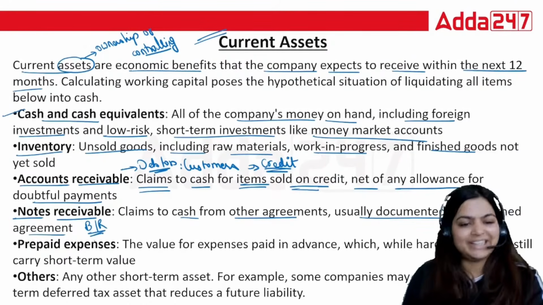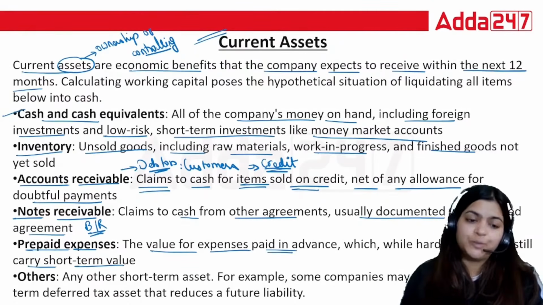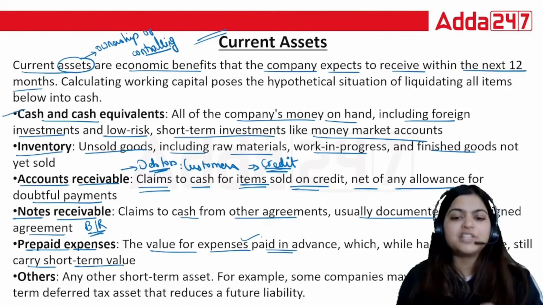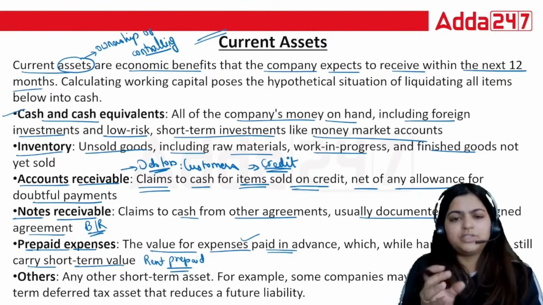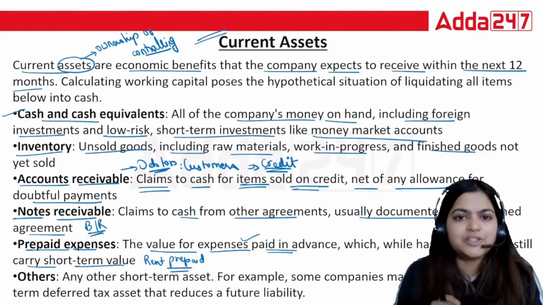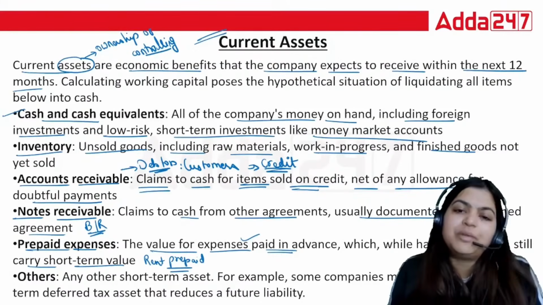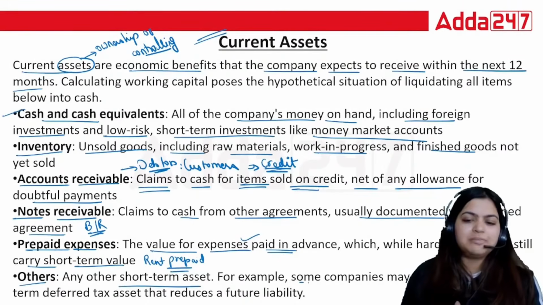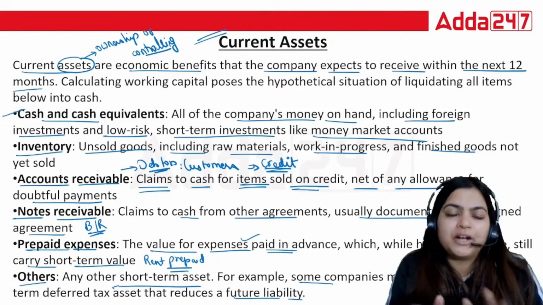Bills receivable they are talking about. Then prepaid expenses, value of expenses paid in advance which are hard to liquidate but still carry short-term value. Though you are not going to generate any amount, you are going to see the benefit. Like rent prepaid. Suppose on 1st August you paid for 2 months, August and September. The August month is your amount, but you paid September month also in advance. That will create your prepaid expenses. At that time there will be no liability on you to pay again. Then others, any other short-term assets. For example, some companies may recognize a short-term deferred tax asset that reduces future liabilities. So all these are part of your current assets.